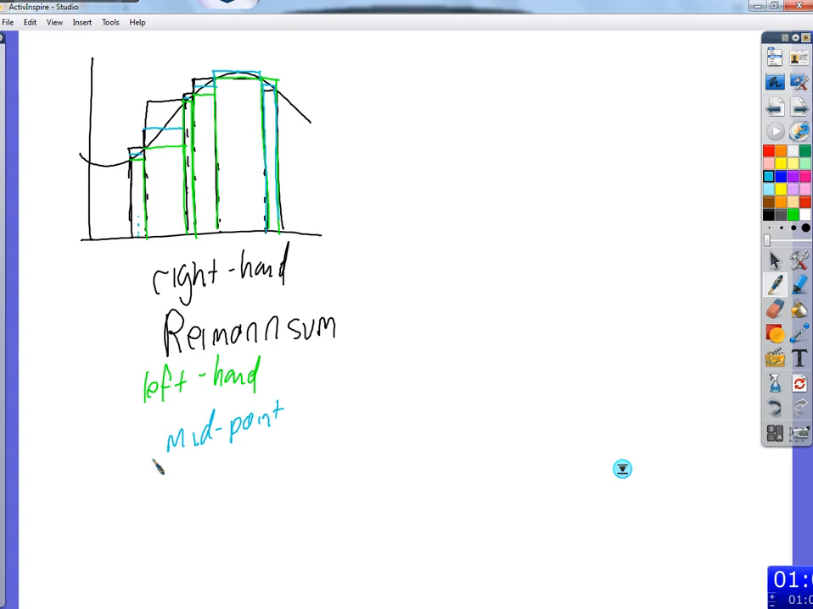I'm going to leave it up to you to remind me of that when I can do something about it, or decide to do something about it. Right now, we're going to stay with this. Okay? Right hand, left hand, midpoint. So, not that accurate.